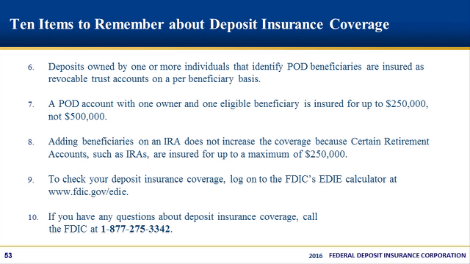Number 7. A payable on death account with one owner and one eligible beneficiary is insured for up to $250,000, not $500,000. Number 8. Adding beneficiaries on an IRA does not increase the coverage because certain retirement accounts, such as IRAs, are insured for up to a maximum of $250,000.